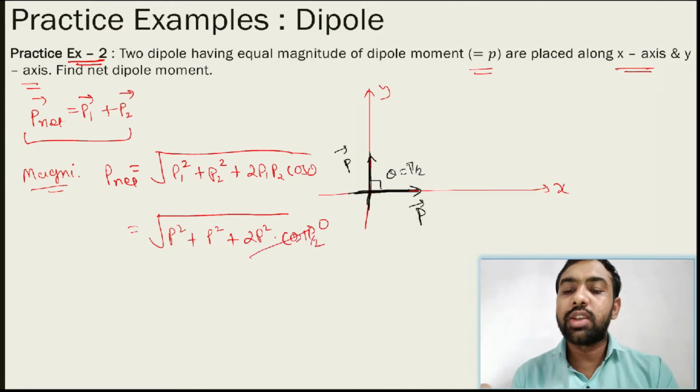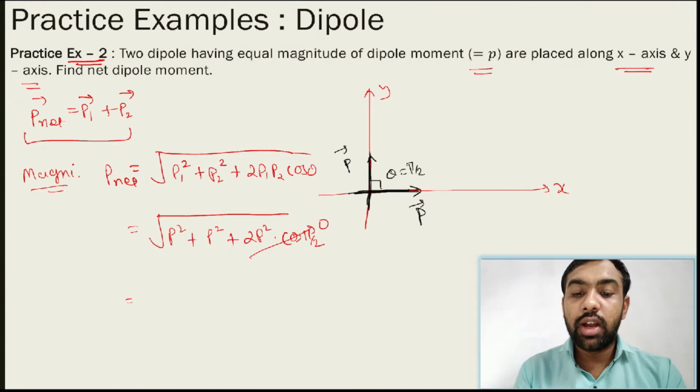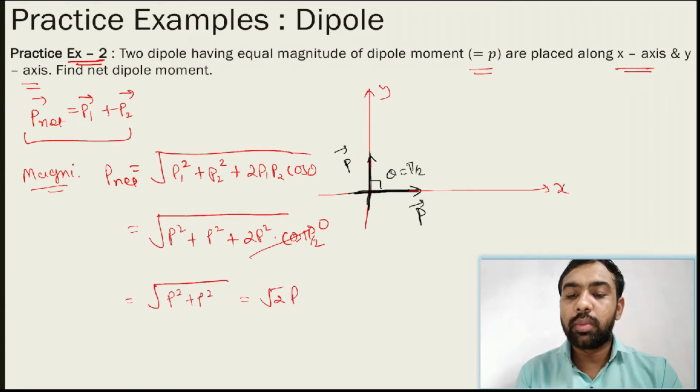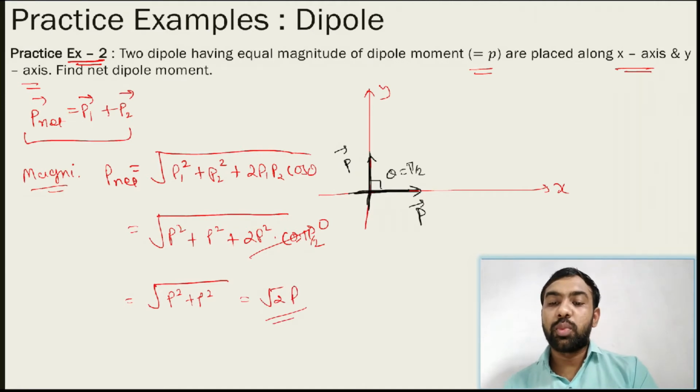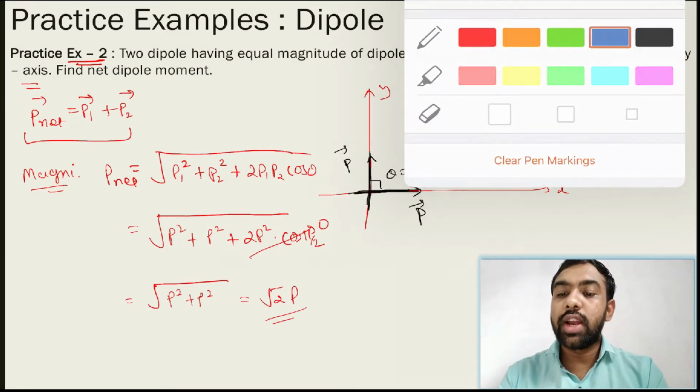The cos pi by 2 is 0, so put it as 0. What will the answer be? Under root P square plus P square, so the answer will be root 2 P. What is the net dipole moment? Root 2 P. If you want the direction, how do you get it?